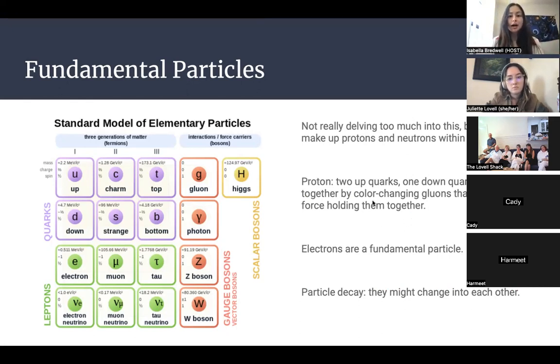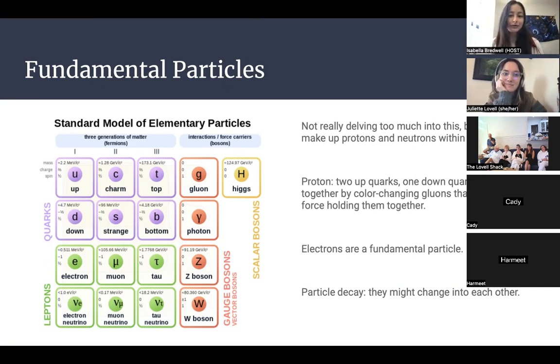A proton is two up quarks and one down quark, and it's held together by gluons, which exchange color force, and it has to be red, green, and blue. All three have to be present to hold them together. I myself don't really fully understand a lot of that kind of stuff.